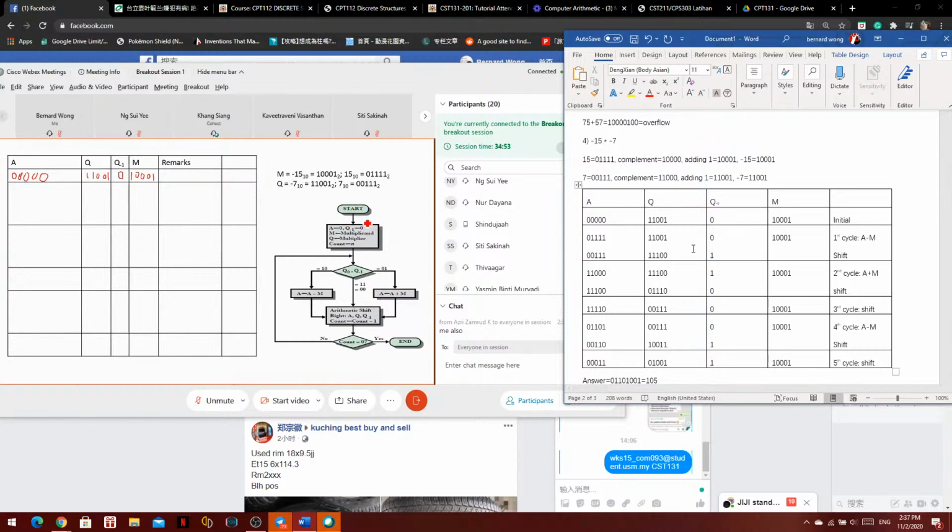After you've done the initial step, what do you do next? You check your Q0 and Q -1. Q0 is the last bit of Q. So you check this one and this one. It's 1 and 0. When it's 1 and 0, you check back here: if 1 and 0, what do you do? You go here, A minus M. So you do A minus M here.